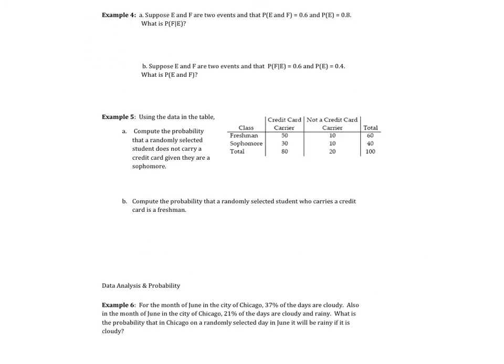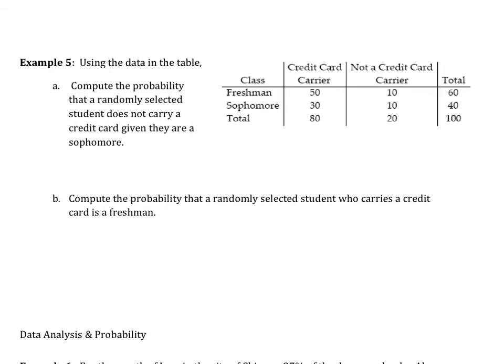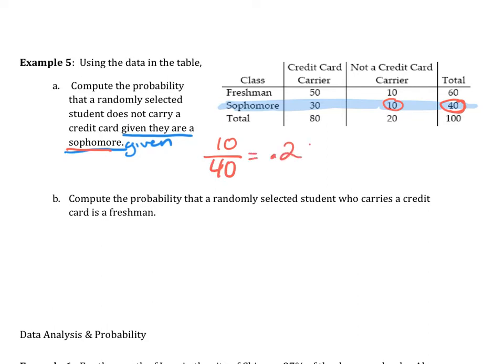Okay, and then example 5, so using the same table here, compute the probability that a randomly selected student does not carry a credit card given they are a sophomore. So given they're a sophomore, this is what we know for sure. So I'm going to highlight my sophomores. I only care about sophomores, nobody else. Any numbers I use for my probability has to come from this sophomore row. So our rule would be the probability that they do not carry a credit card and are a sophomore, which is 10, over the number of outcomes that they're a sophomore. So 10 out of 40 would be 0.25.